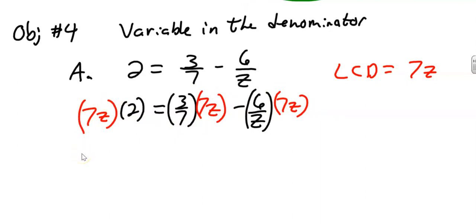Okay, so take 7z and multiply it by every single term. The 2 wasn't a fraction, so it's just regular multiplication. It's just 2 times 7z. Well, that's 14z. Okay, for this one, it does cancel the 7 with the 7, so that one's out. Leaves you with 3 times z, so that would be 3z. And then on these two, the z's cancel. Leaves you with 6 times 7, and that would be 42.